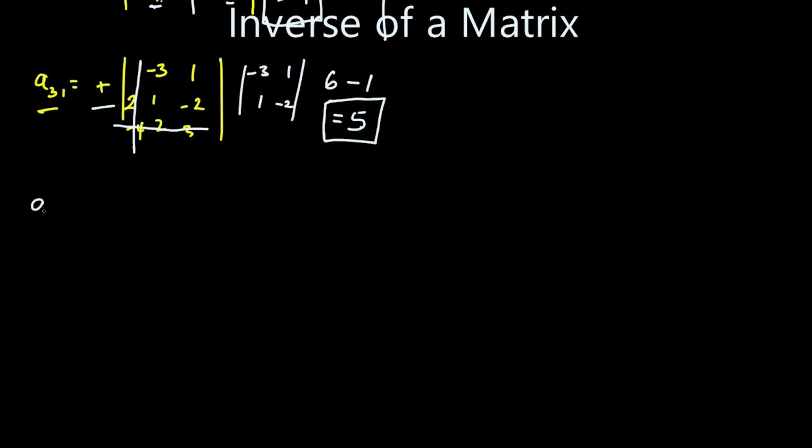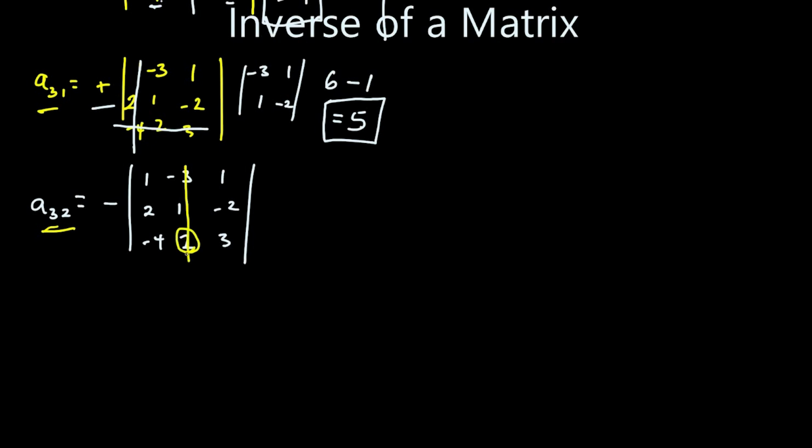So the value for A32: the sign for A32 is a negative, so we have minus. We have our matrix 1, minus 3, 1, 2, 1, minus 2, minus 4, 2, 3. We close the row and the column that contains the element in 3, 2, which is 2. So we close this row. We close this column. We remain with 1, 1, 2, minus 2.